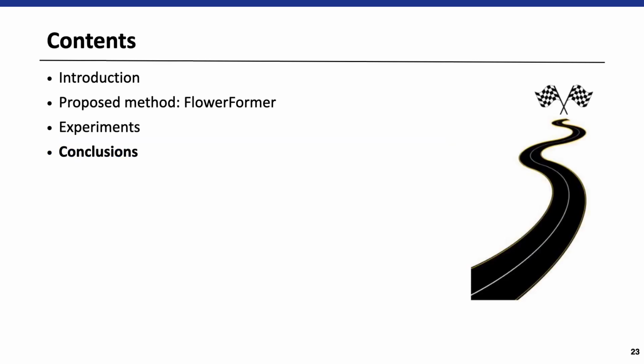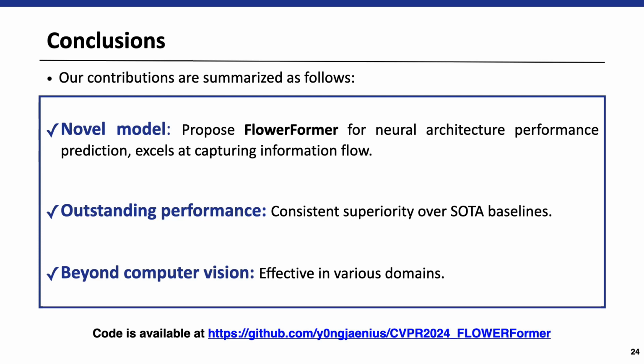Finally, conclusions. The contributions of our study can be summarized as follows. First, we introduced FlowerFormer, a model designed for performance prediction that captures the key characteristic of neural architectures, that is, the information flow. Second, our model demonstrated superior performance in almost all cases compared to existing state-of-the-art models. Finally, beyond commonly used computer vision architectures, FlowerFormer also proved effective in various other domains.